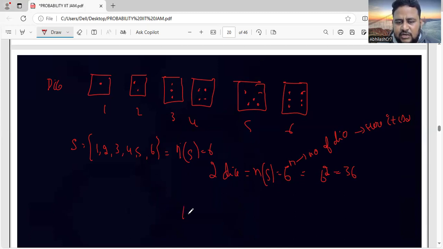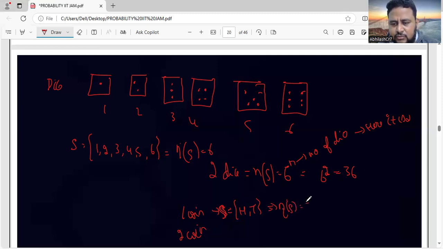Suppose one coin, the sample space is head, tail, so cardinality of S is 2. Suppose two coins, then cardinality of S is 2 to the power of n, where n is the number of coins. So it is 2 to the power of 2, that is 4. If 3 coins, 2 to the power of 3, that is 8. Got it, friends? Like this we have to find.